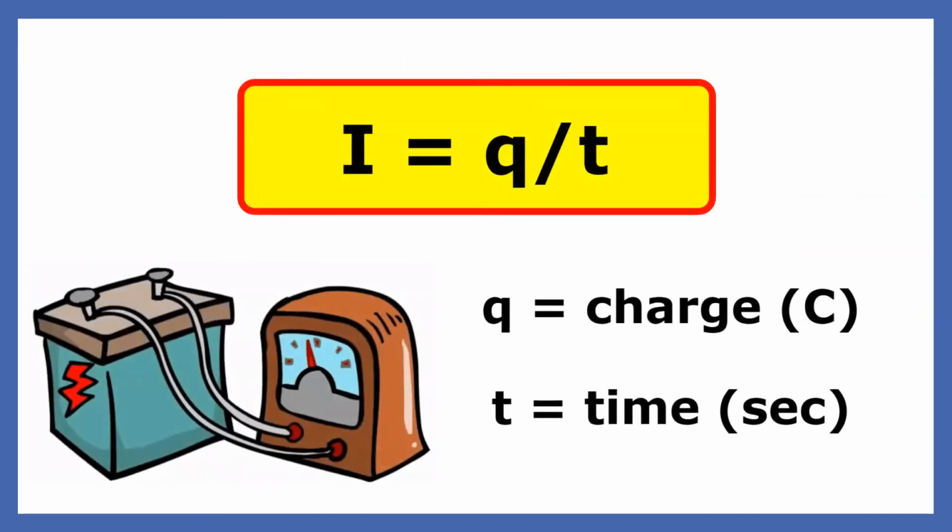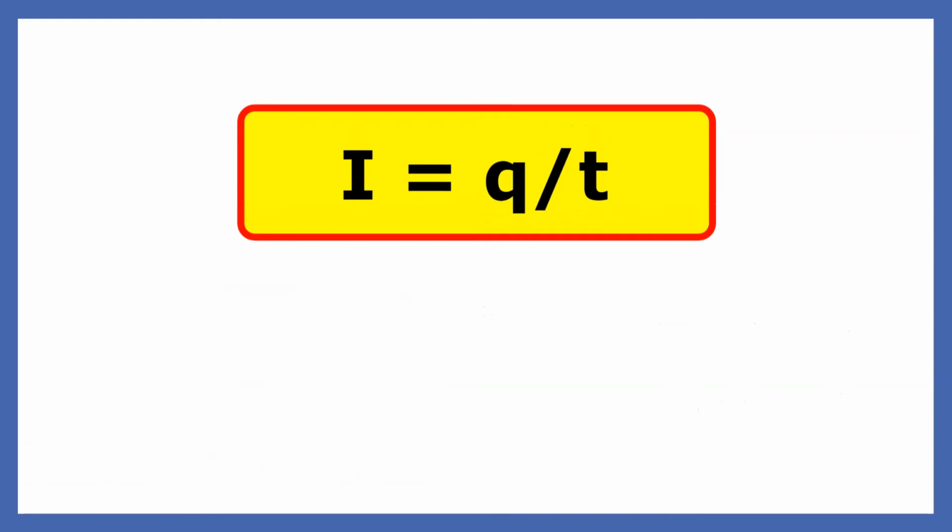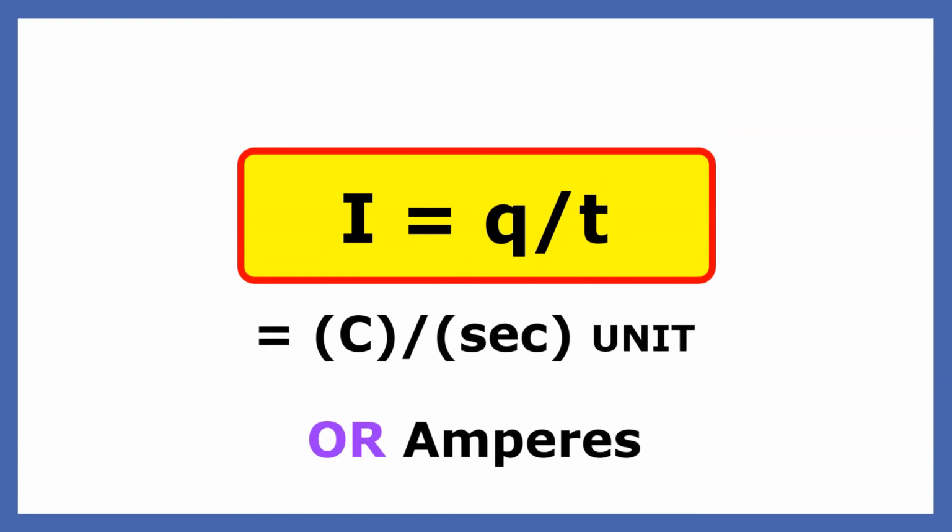The symbol for current is the letter I, and current is the amount of charge passing by a single point in the circuit per unit time. The unit for current is coulombs per second, or amperes.